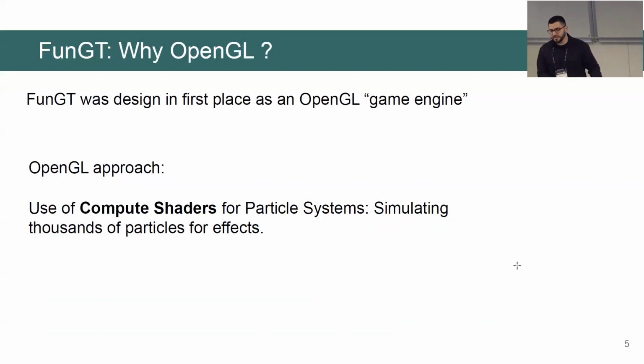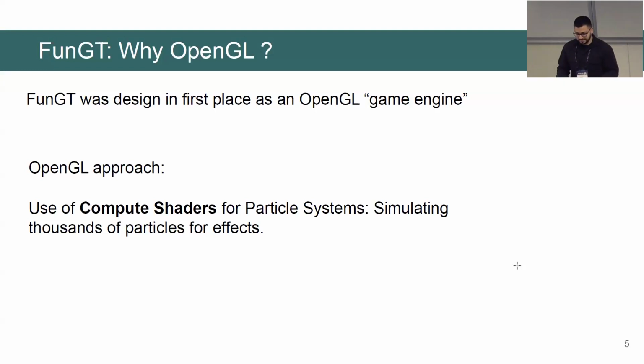And by the way, why OpenGL? The reason is because I was learning OpenGL, and FunGT was designed originally to be a game engine. When you start learning OpenGL, that's the first approach: loading models, playing with shaders, vertex shaders, and fragment shaders. And then when you start learning more OpenGL, you will find compute shaders. For example, if you want to do particle simulations, you need to use compute shaders.